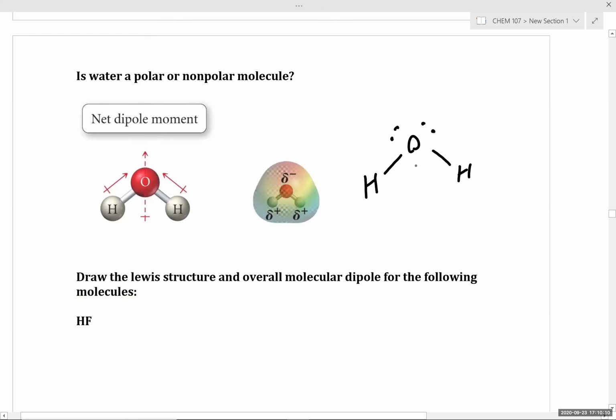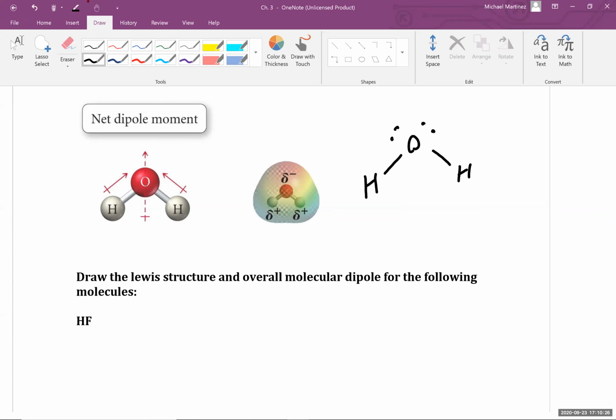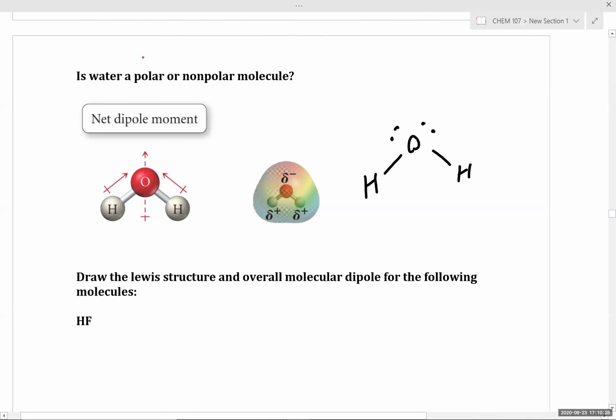So looking at water, does water have polar bonds? Let's run through our criteria. Do we have polar bonds? Do we have bonds with a difference in electronegativity? Yes or no? Do we have polar bonds in water?